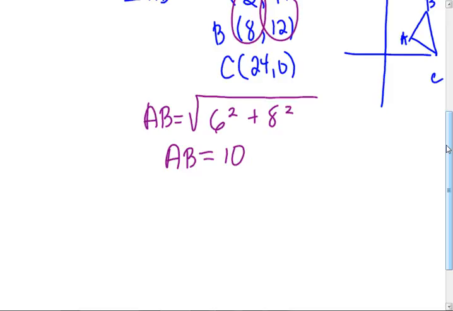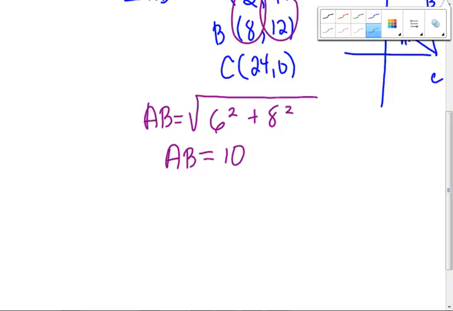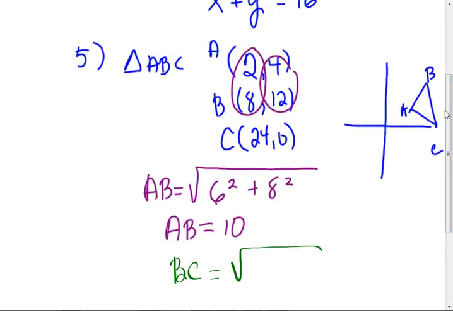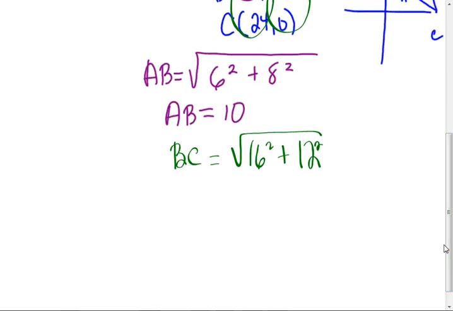How about BC? Okay, Cole, how about BC? That one's probably not going to be as nice. 8 to 24, that's 16, and that's 12. Now, since there's a common factor there, I'm kind of curious to see if it's a triple. So I have a triangle here where this is 16 and this is 12. What goes into both of those? 4. So that's 3, that's 4, that's 5.